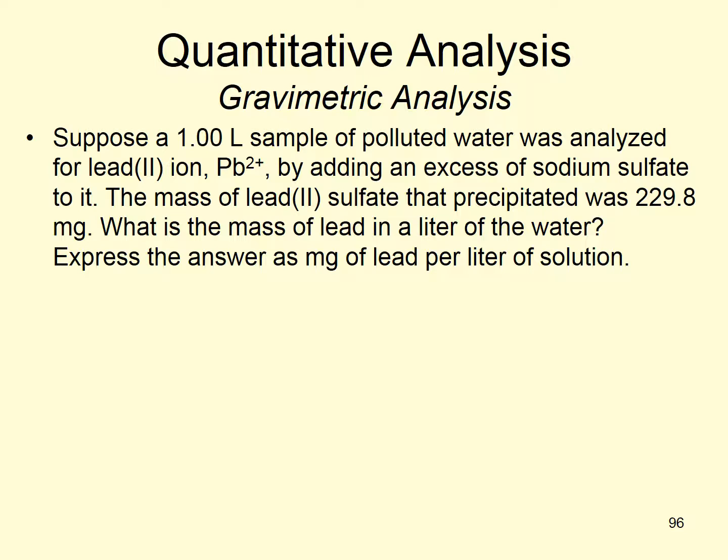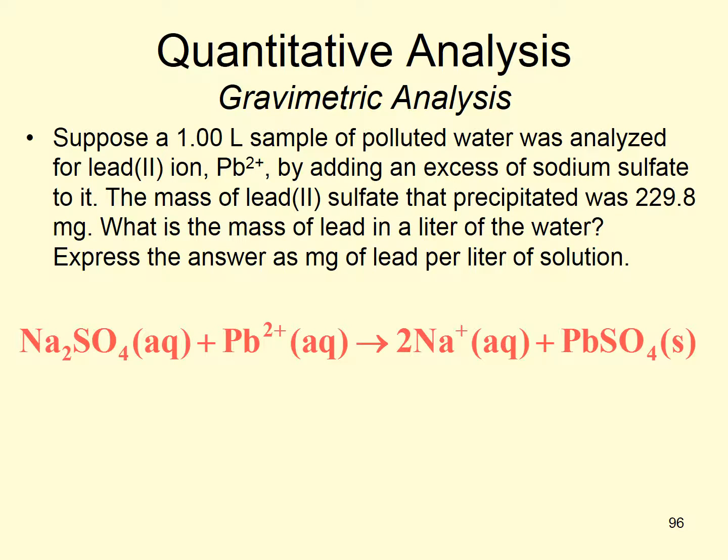And then the precipitate was isolated and dried and weighed, and it turned out to be 229.8 milligrams of lead sulfate. So what is the mass of the lead in a liter of the water? Well, we have to be a little careful because lead sulfate's mass is both lead and sulfate, and so we have to figure out how much of that is actually lead. And they want us to express the answer in terms of milligrams per liter of solution.